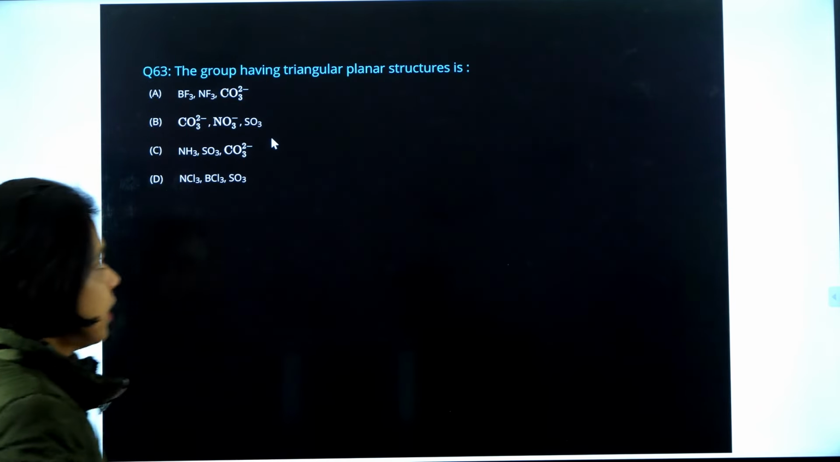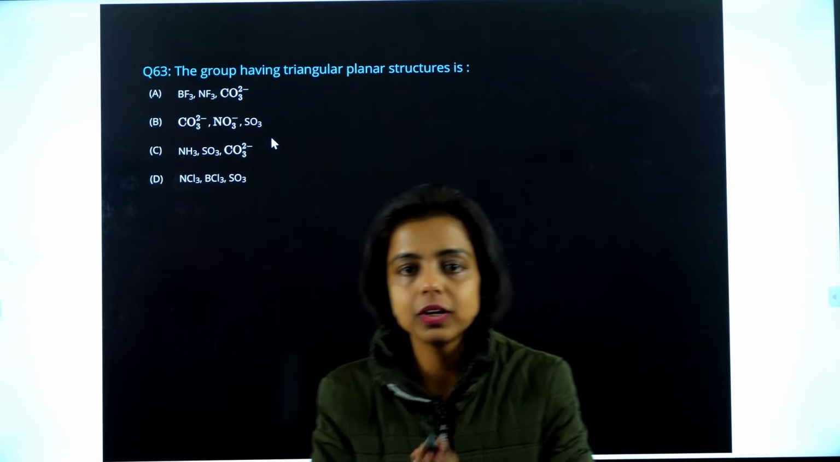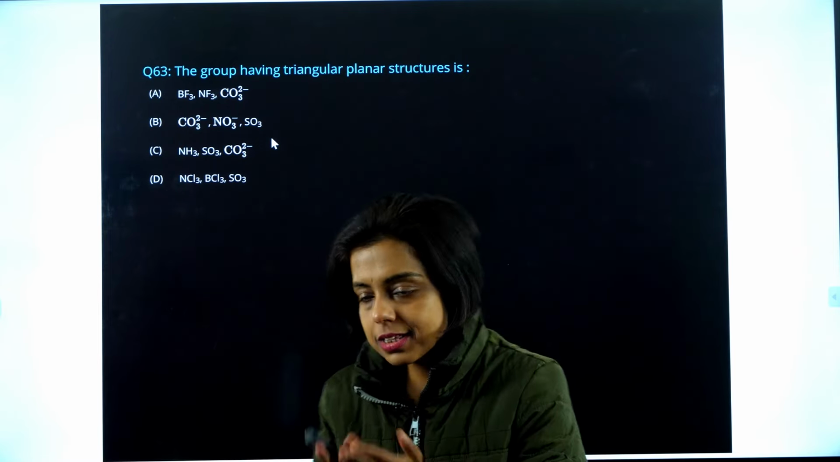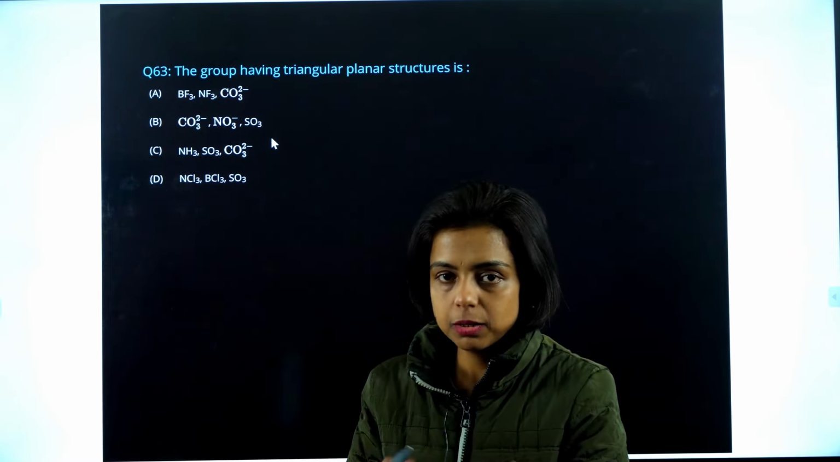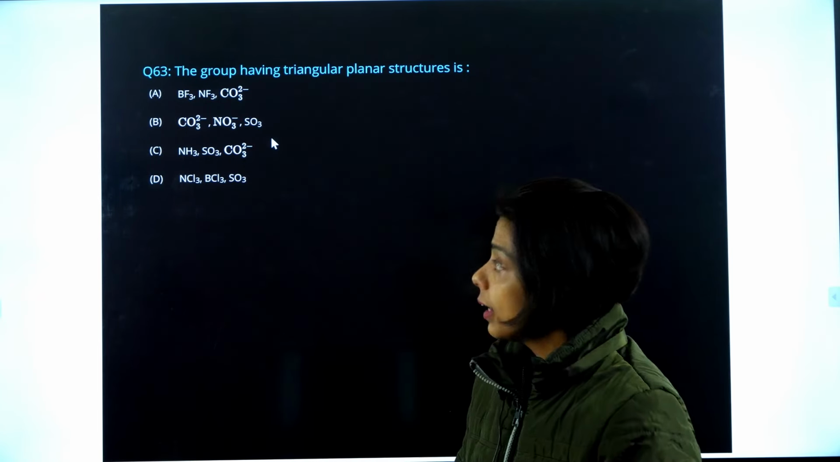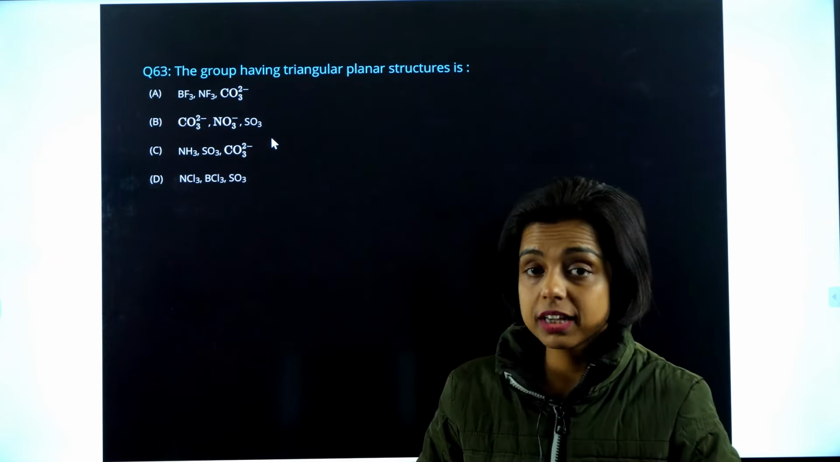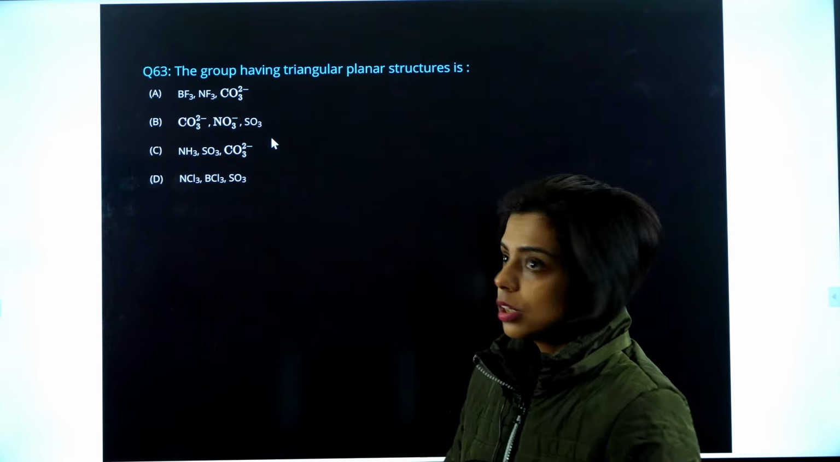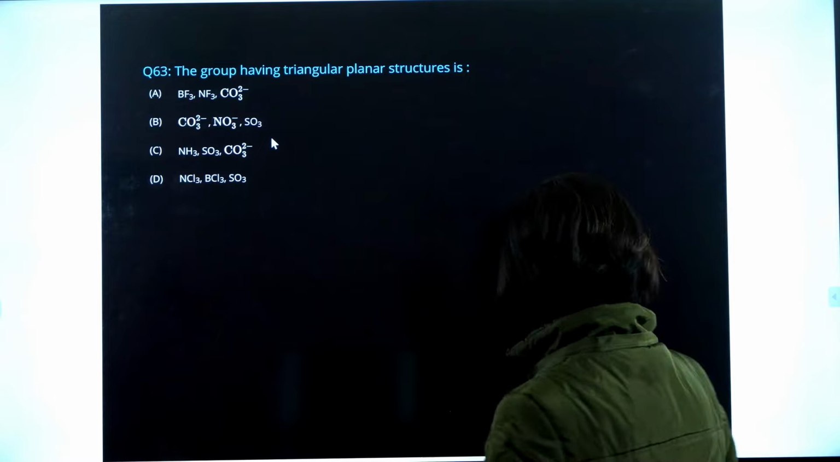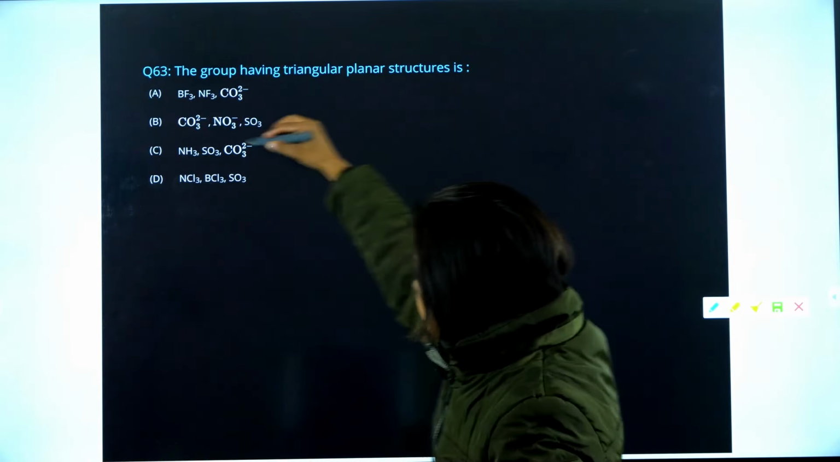The group having trigonal planar structure. Which group is having the trigonal planar structure? So let's see: BF3, trigonal planar. NF3 is pyramidal, so we reject the first option. Carbonate again, sp2 hybridization, trigonal planar. NO3 also trigonal planar, the same. SO3 is also trigonal planar. All of them are sp2 hybridized. So of course we got our answer.